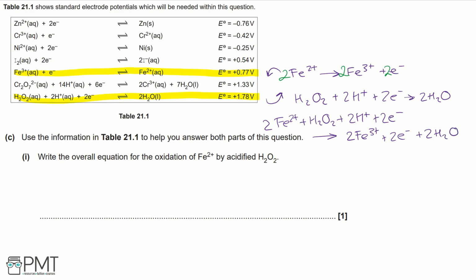We will cancel out first our electrons, and that's all we can cancel out in this equation. So that makes our overall equation 2 Fe2+ plus H2O2 plus 2H+ goes to 2 Fe3+ plus 2 H2O. To get the mark for this question, you need to have the correct overall equation for the oxidation of Fe2+ by acidified H2O2.